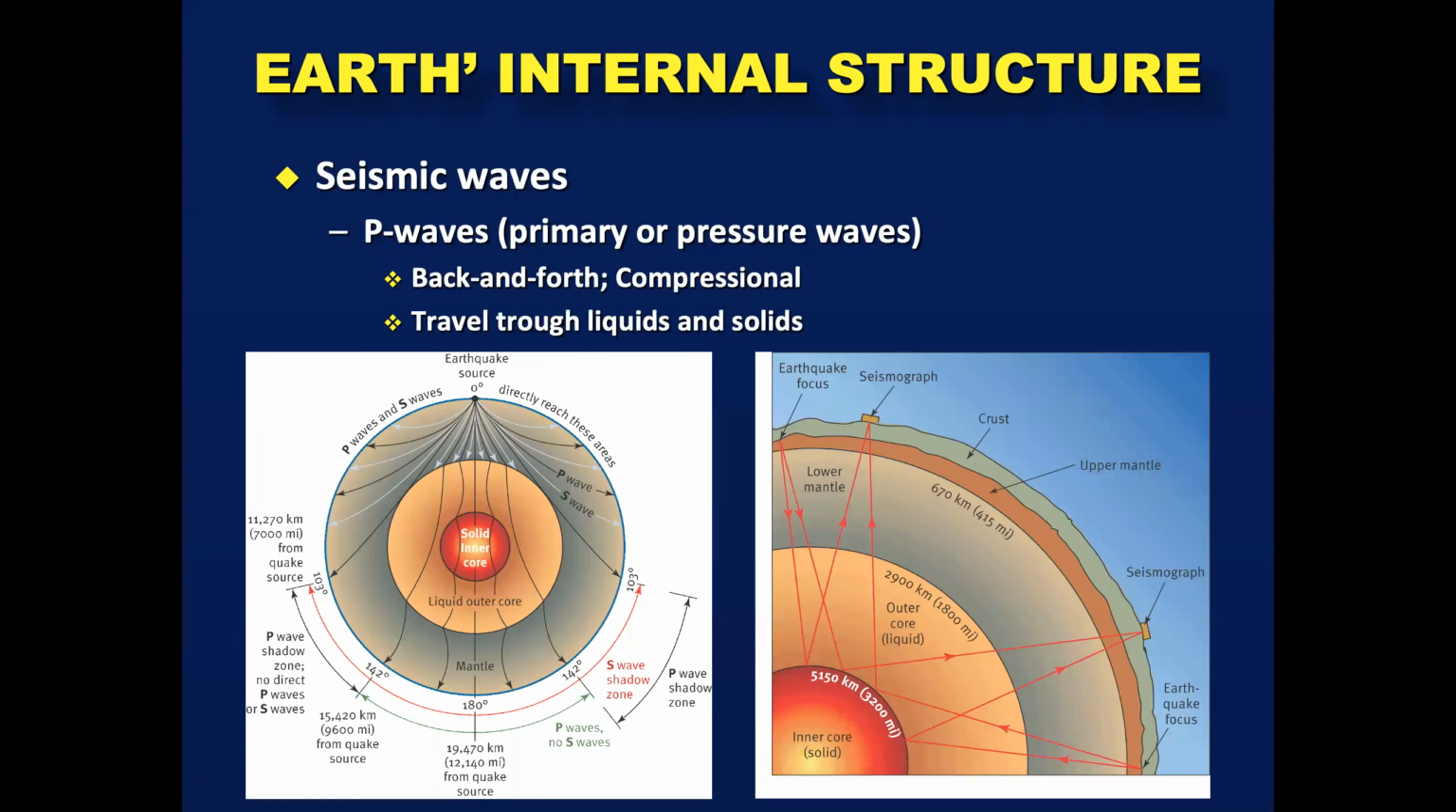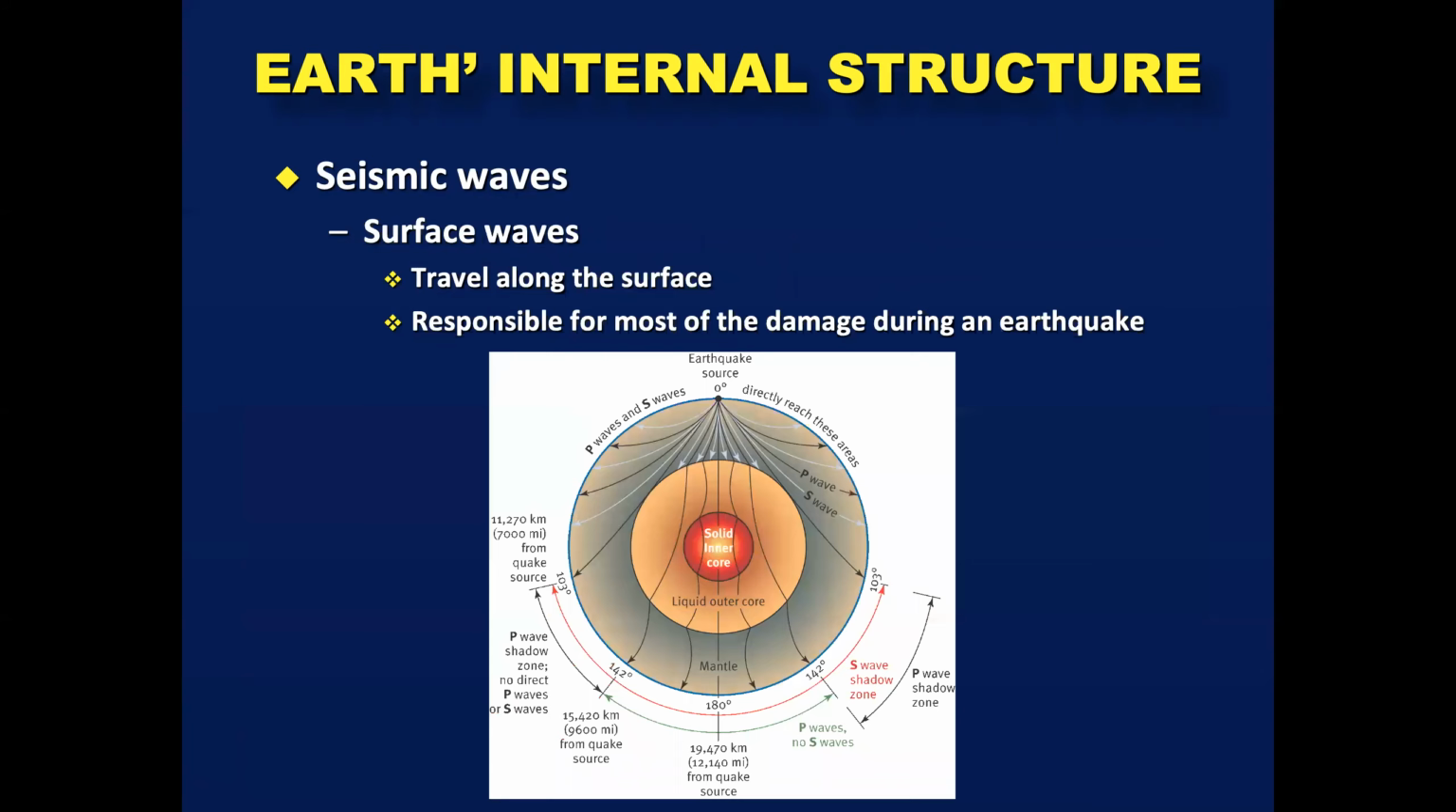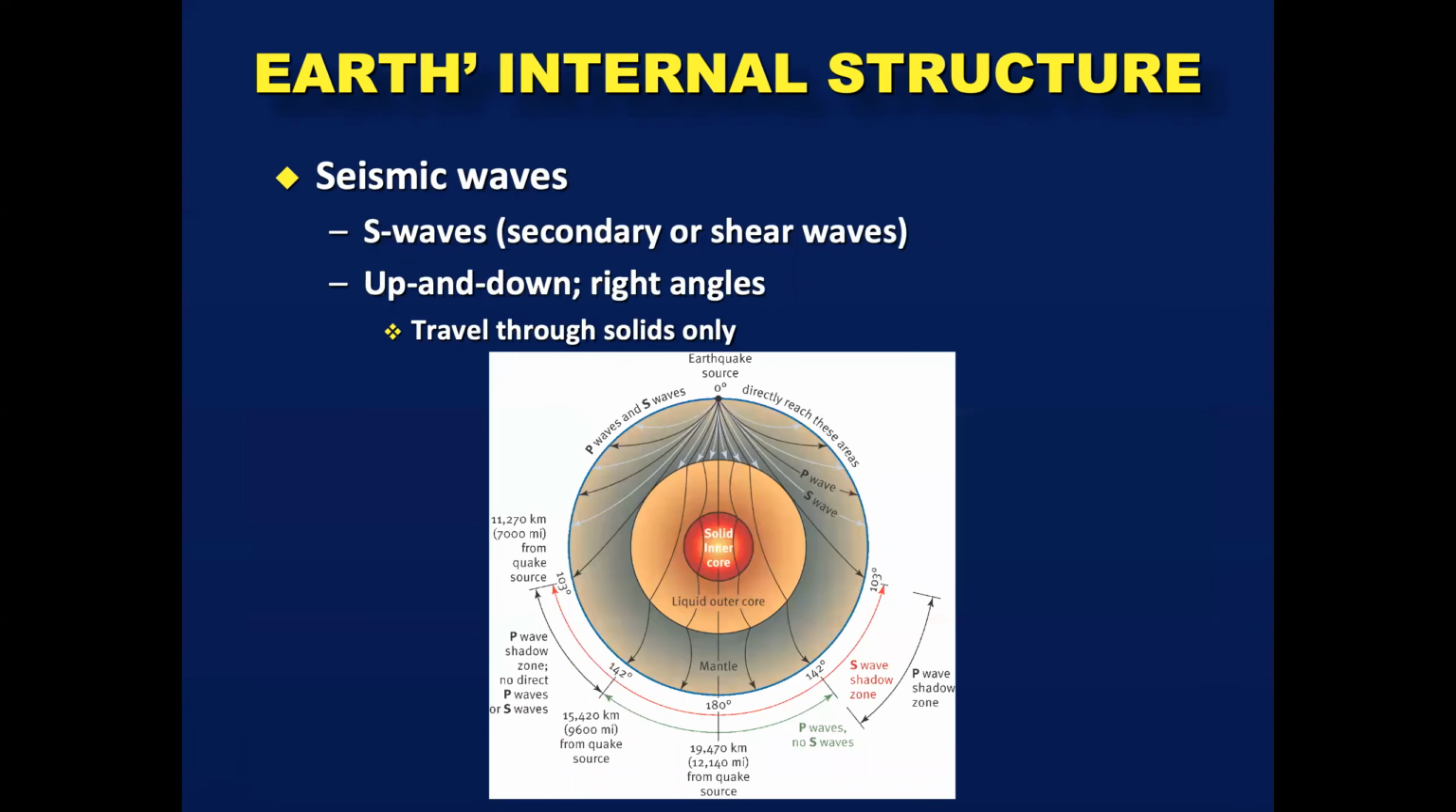P waves, or primary waves, are the ones that, think of them as a big accordion, compression. And they travel through both liquids and solids. Whereas S waves, or secondary waves, travel only through solids, not through liquids. Okay, and understanding of S waves, P waves, and surface waves allows you to understand what the inside of the Earth is like. You can map it.